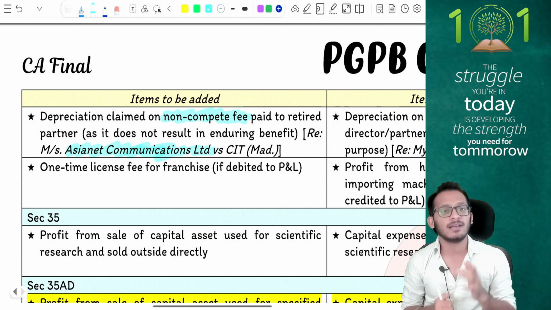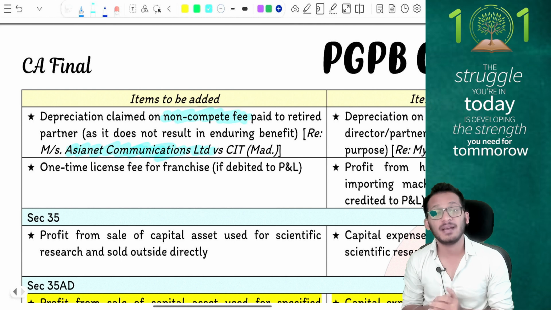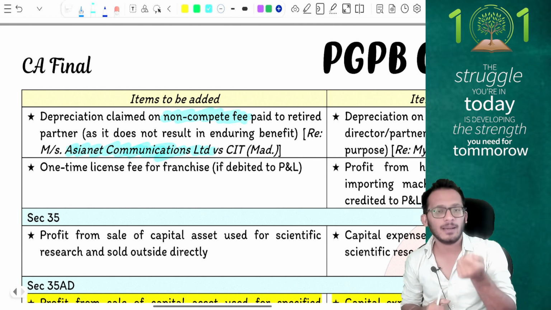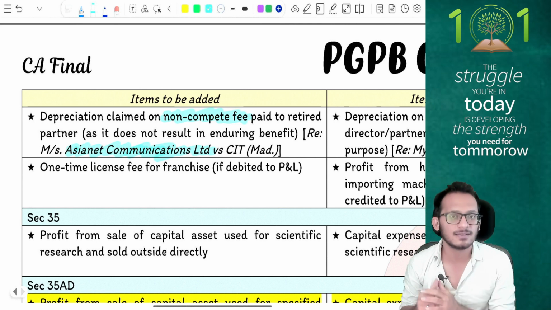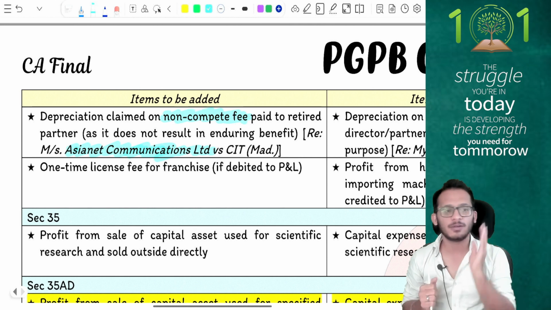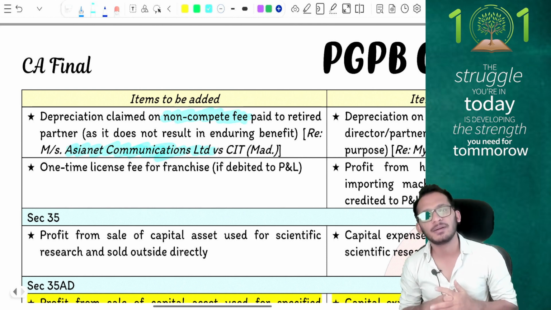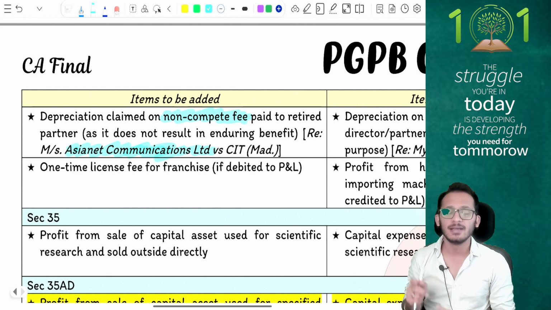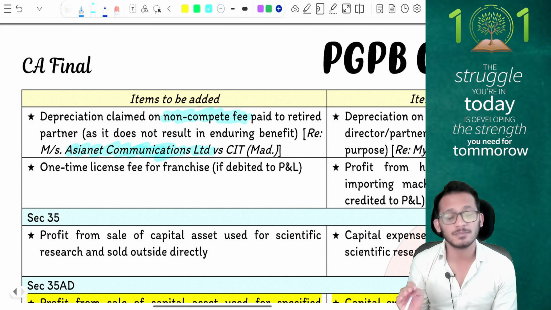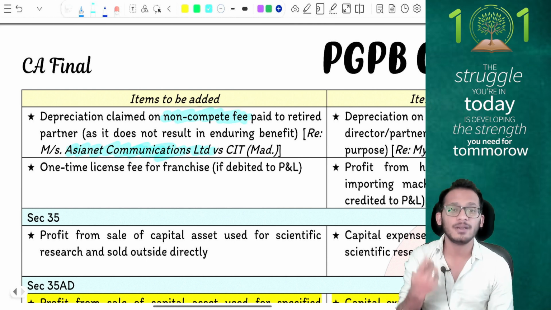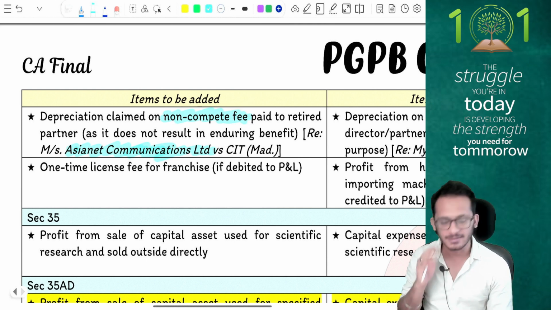Notice at CA final level, you can only claim depreciation on assets if they have enduring benefit. Just because you make a capital expenditure, it does not mean it will give an enduring benefit. Not every capital expenditure is allowable for depreciation. This is one of the classic examples where if you're making any kind of non-compete fee payments to your directors, then whatever capital expenditure is being incurred will not be eligible for any depreciation because there is no enduring benefit coming from the non-compete fees.